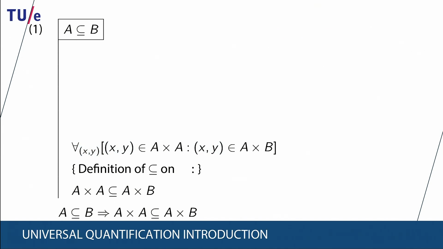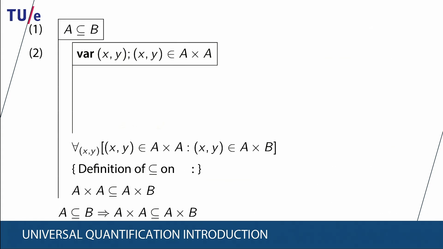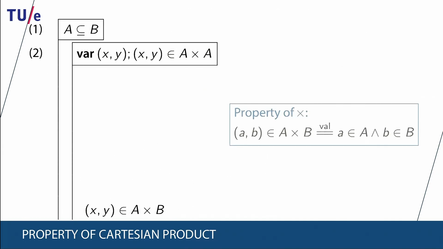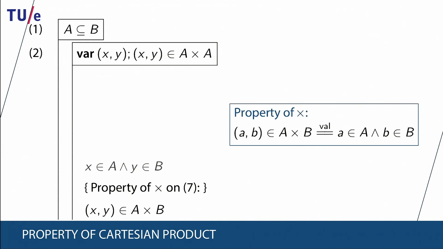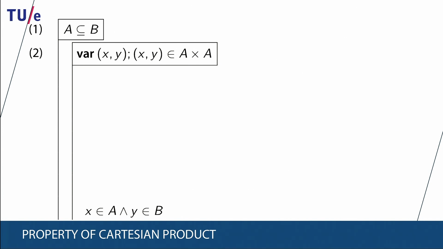Since our new goal is a universal quantification, we apply the universal quantification introduction rule. Declaring an arbitrary element of the Cartesian product of A with itself and stating as our new goal that it is also an element of the Cartesian product of A with B. By the property of Cartesian product, to show that the pair x, y is an element of the Cartesian product of A and B, it suffices to establish that x is in A and y is in B.